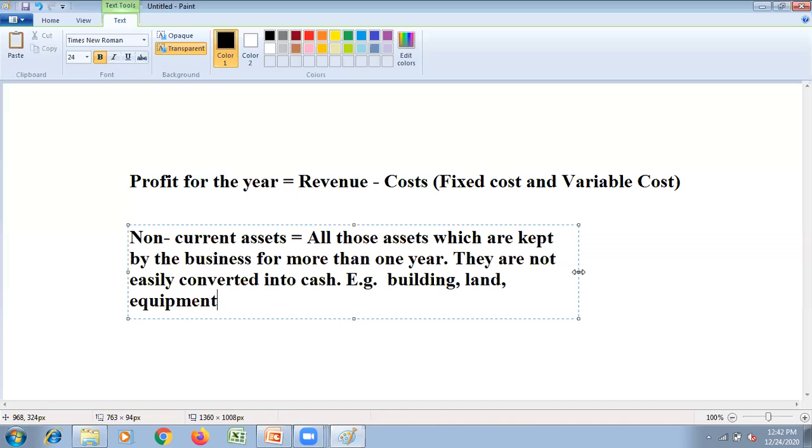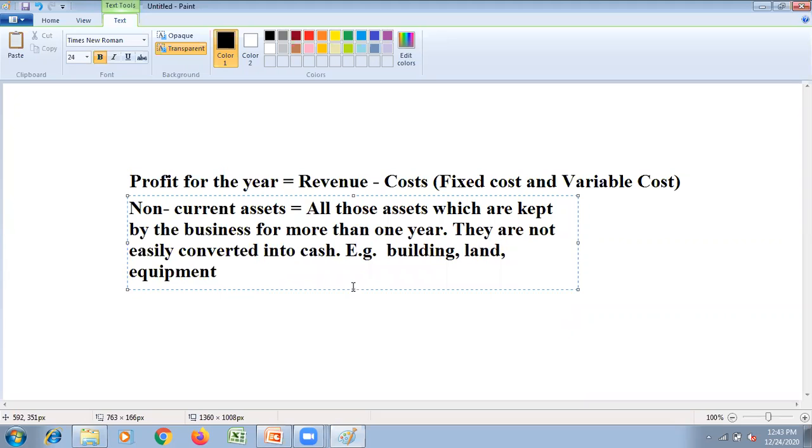For example, you want to sell a building, so for that you have to advertise, you have to find a customer who can buy the building at the price you actually quote. So it will take time. Same is the case with land, same is the case with equipment as well. So that's why they take more time to be converted into cash. If you require cash immediately, this is not the right source through which you can get cash immediately. So this is actually the way we define it.